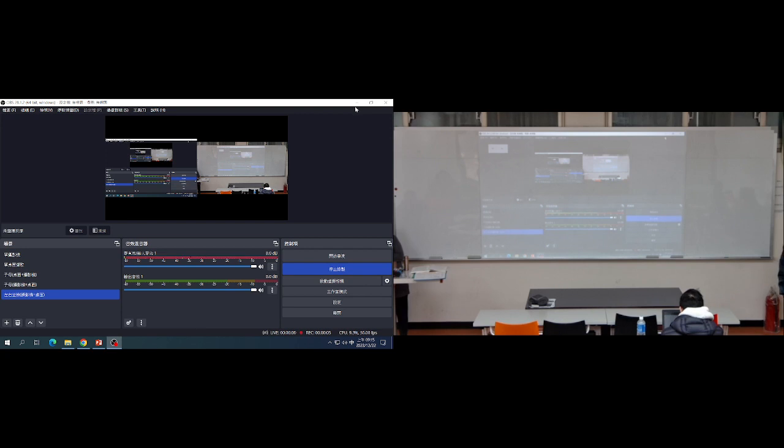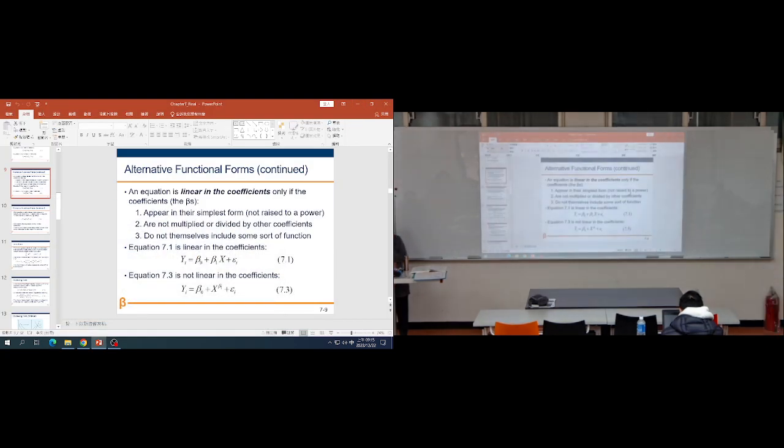Okay, let's start our lecture today. This is the last chapter in this semester, chapter 7, and we are talking about the issue of the functional form of the regression equation.